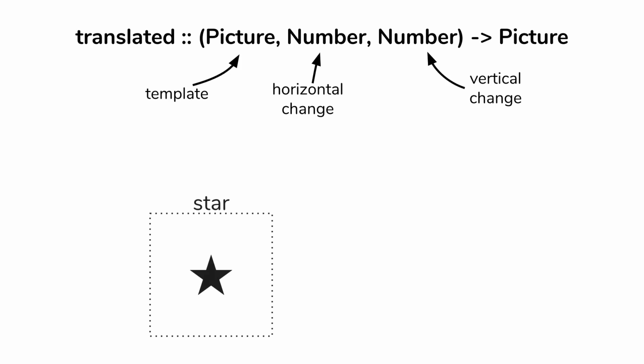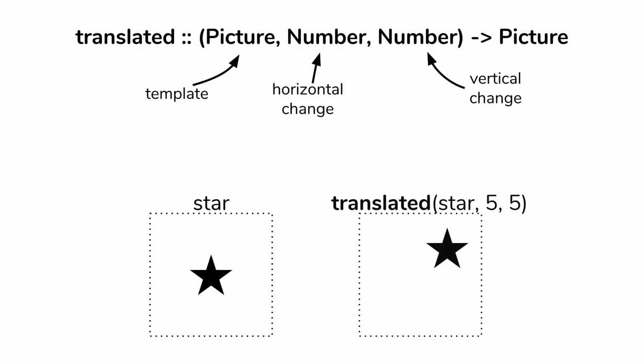If the variable star refers to a picture like this, then the expression translated star, 5, 5 describes this picture, the same star but in a different place on the page. The 2 5s tell you how far the star should be moved, horizontally and vertically. Let's take a closer look.